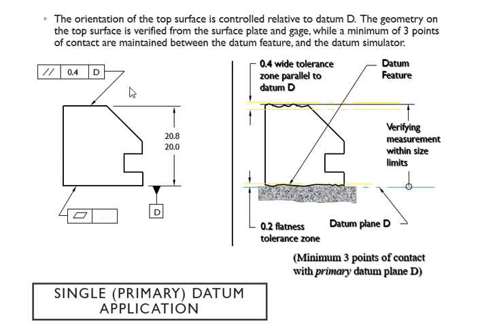Why does it have to be relative? Because we're dealing with parallelism, so therefore you need two surfaces. And of course, you have about a 3-point contact between your datum feature, which is this guy, and then your simulated datum. So what are we verifying? We are verifying the top surface, yeah? We are verifying from the surface plate, which is this guy, yeah? And the gauge right there, which is your datum simulator.